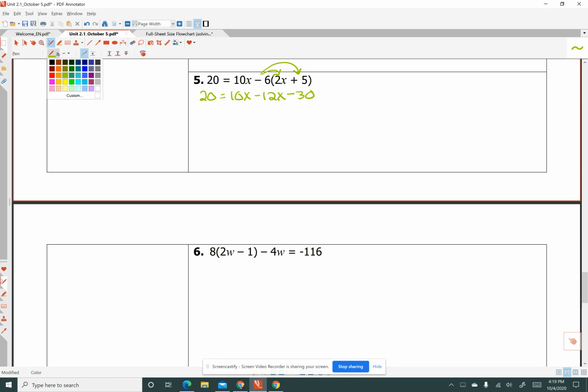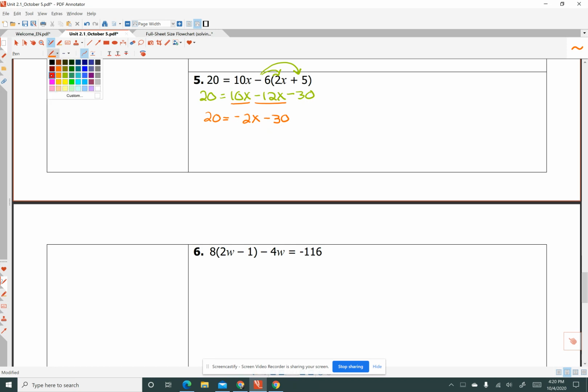Now, what can we combine? Is there anything we can combine? We have 10x minus 12x. So 20 equals -2x minus 30. So what's happening here? Here's my term, and then I have this minus 30. We want to hang on to the -2x. Save that for later. Let's work with this constant, this number without a variable.